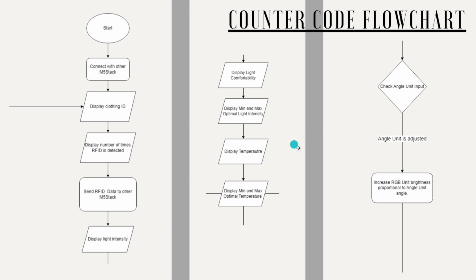Now for the flowchart. We will start with the countercode M5stack flowchart. From left to right, we will start by connecting with the other M5stack at the shelf. We will then display the data coming from the 3 sensors and send the RFID sensors data to the M5stack at the shelf. From then on, we will use logic to check input on the angle unit, the light sensor, and the 3 buttons. On the right, you can see us checking the input on the angle unit, which in turn will adjust the brightness on the RGB unit.